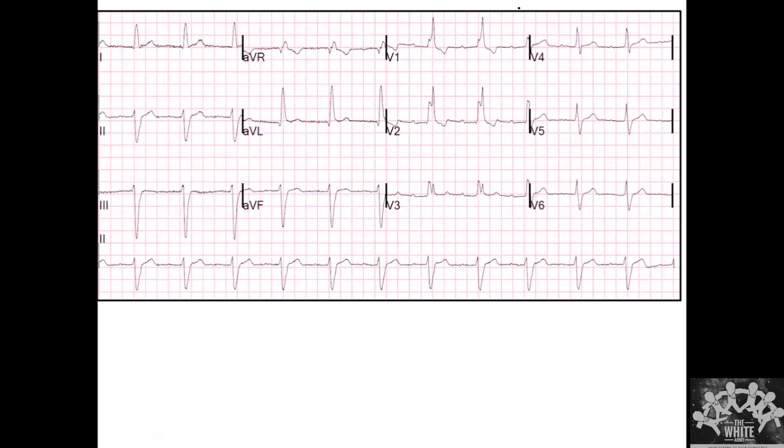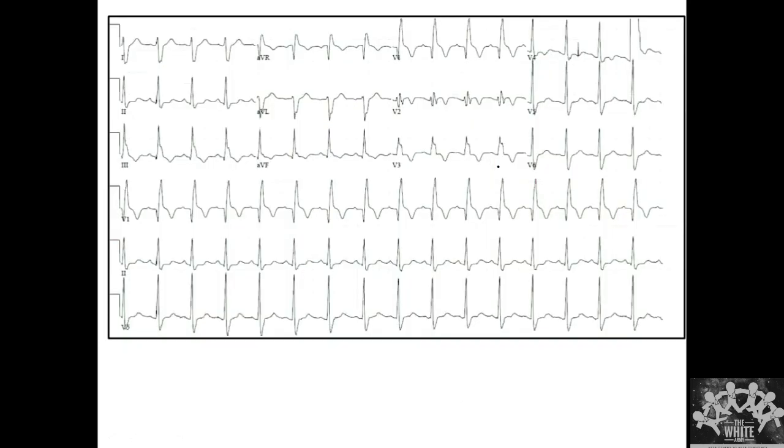Concordance in lead V2. You see here, this is downwards. Previous wave is also downward, which is negative. So both are negative. This is also negative, this is also negative. This is concordant. Clear?